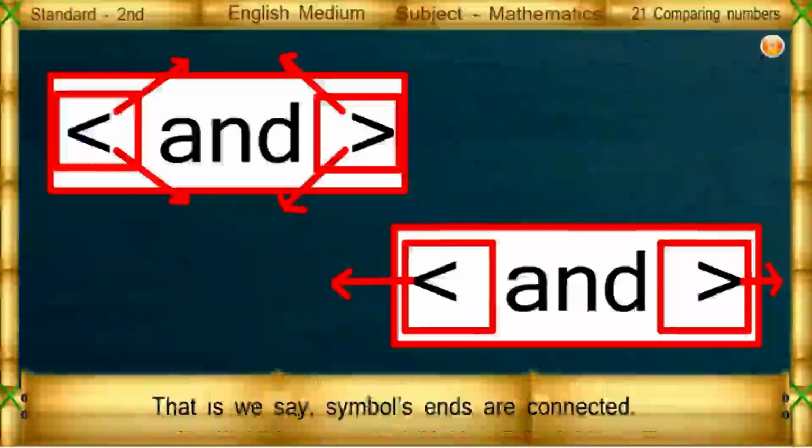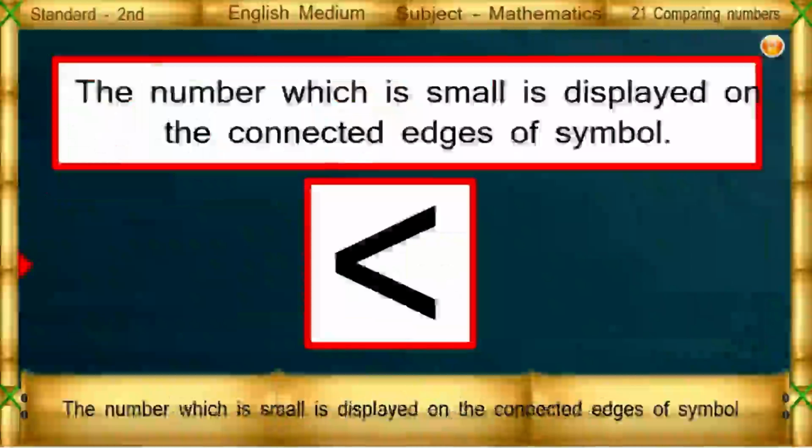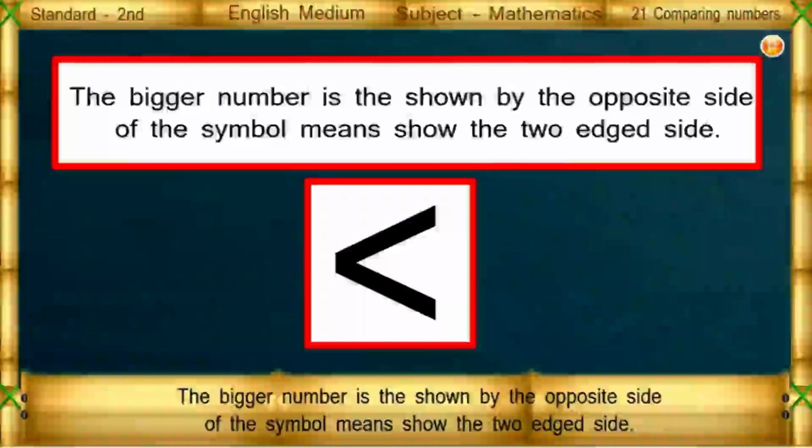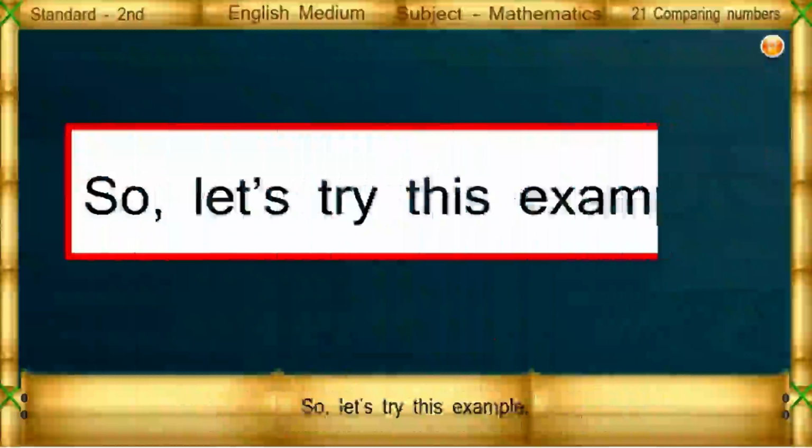That is, we say the symbol's ends are connected. The number which is smaller is displayed on the connected edge of the symbol. The bigger number is shown on the opposite side of the symbol, meaning the two-edged open side. So, let's try this example.